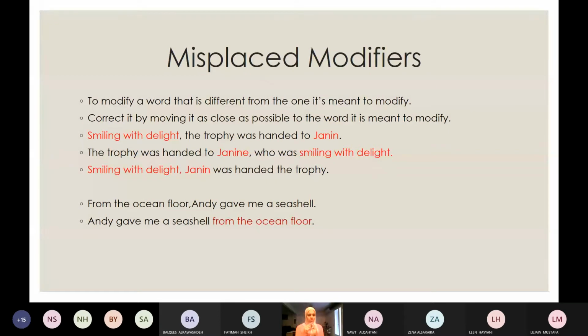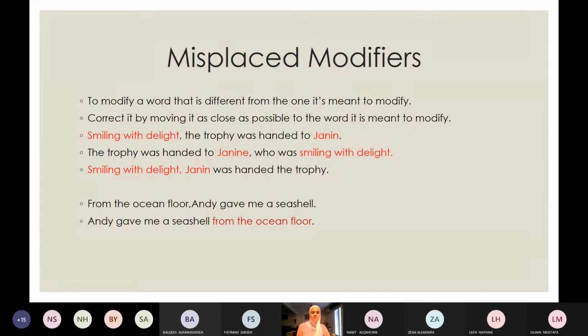So I have two words and one modifier. But this modifier modifies the wrong word. So how can I correct it? I have two words and one modifier. What do I do? I grab the modifier near to the word it modifies, or I grab the word that is modified by the modifier near to it.